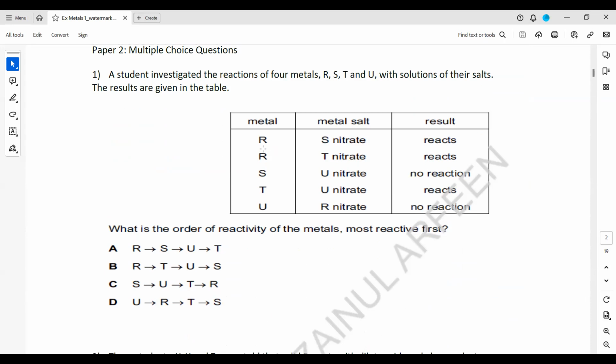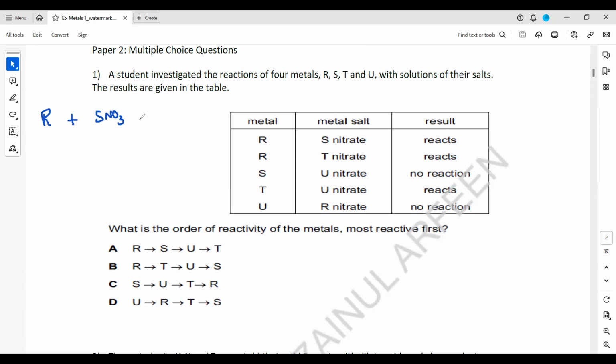A student investigated the reaction of four metals R, S, T, and U with solutions of their salts, and the results are shown in the table. What is the order of reactivity of metals, most reactive first? Remember one thing: a more reactive metal displaces the less reactive metal from its compound. So first we have R and we have S nitrate.